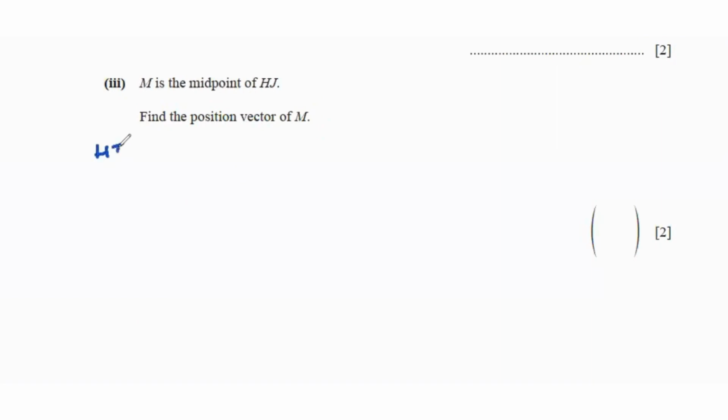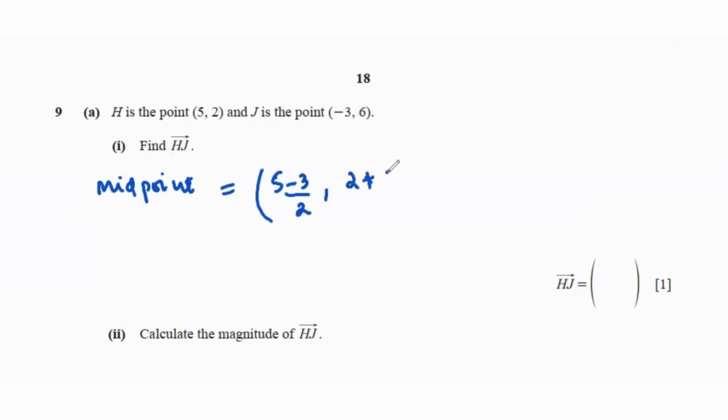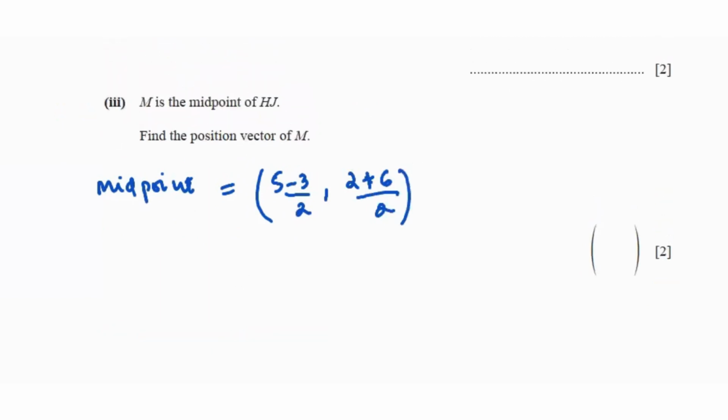So we know HJ is negative 8, 4. If M is the midpoint, that means M would be 5 minus 3 over 2 and 2 plus 6 over 2. So if we bring it down, 5 minus 3 is 2, so 2 over 2. 2 plus 6 is 8 over 2. That's going to be 1, 4. So the position vector of M is 1, 4.